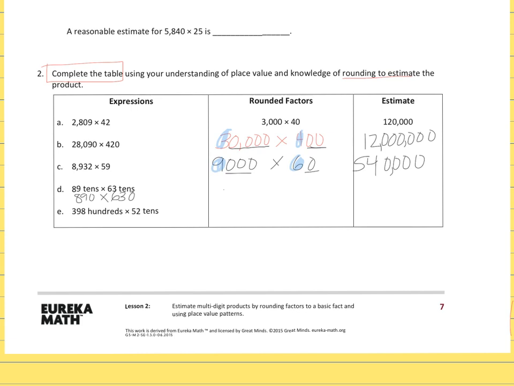890, that's closer to 900. And 630 is closer to 600. So there's our basic math facts again, 9 and 6. Good thing we have that from the previous example, and that's going to be 54 with 4 zeros at the end to give us 540,000. Same answer as we had up above. And we'll go ahead and skip E and go on and do some problems on the next page.